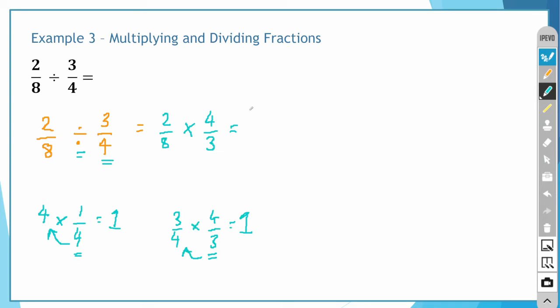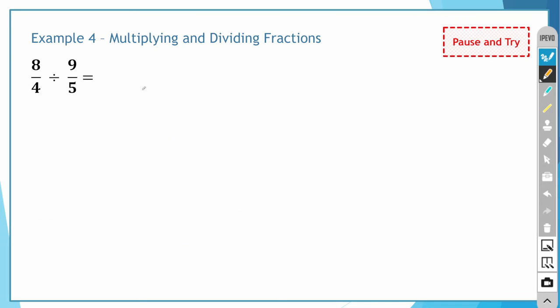If we go back to our question, we can solve this now like a normal multiplying fractions question. 2 times 4 is 8 on the top, and then 8 times 3 is 24 on the bottom. Of course, we always want this in the simplest form, so we divide both the top and the bottom by 8, and that gives us our final answer of 1/3. And that's our answer.